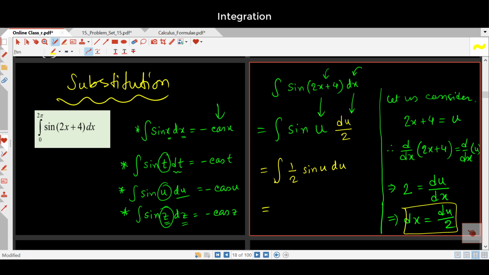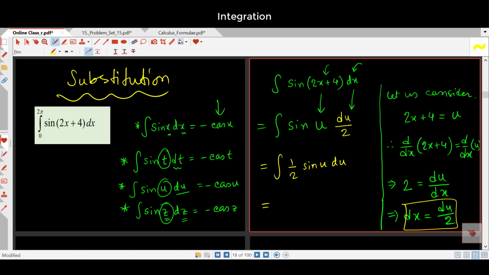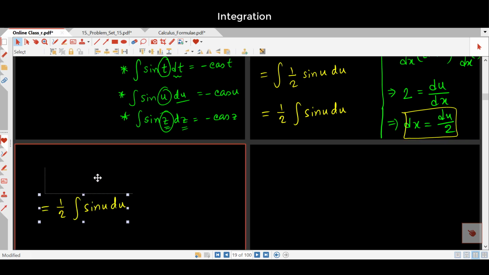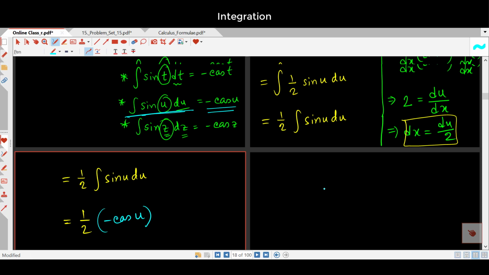Now we can easily integrate. It goes with the property you know that I have written here. If we have a constant times a function, then that constant can be written before the integral. So here we have a constant times a function, so it will be 1 by 2 sine u du. So integration of this will be, according to the formula I have written, integration of sine u with respect to u is minus cosine u. So the result of the integration is done, but somehow it is incomplete because your problem is actually with the x variable.